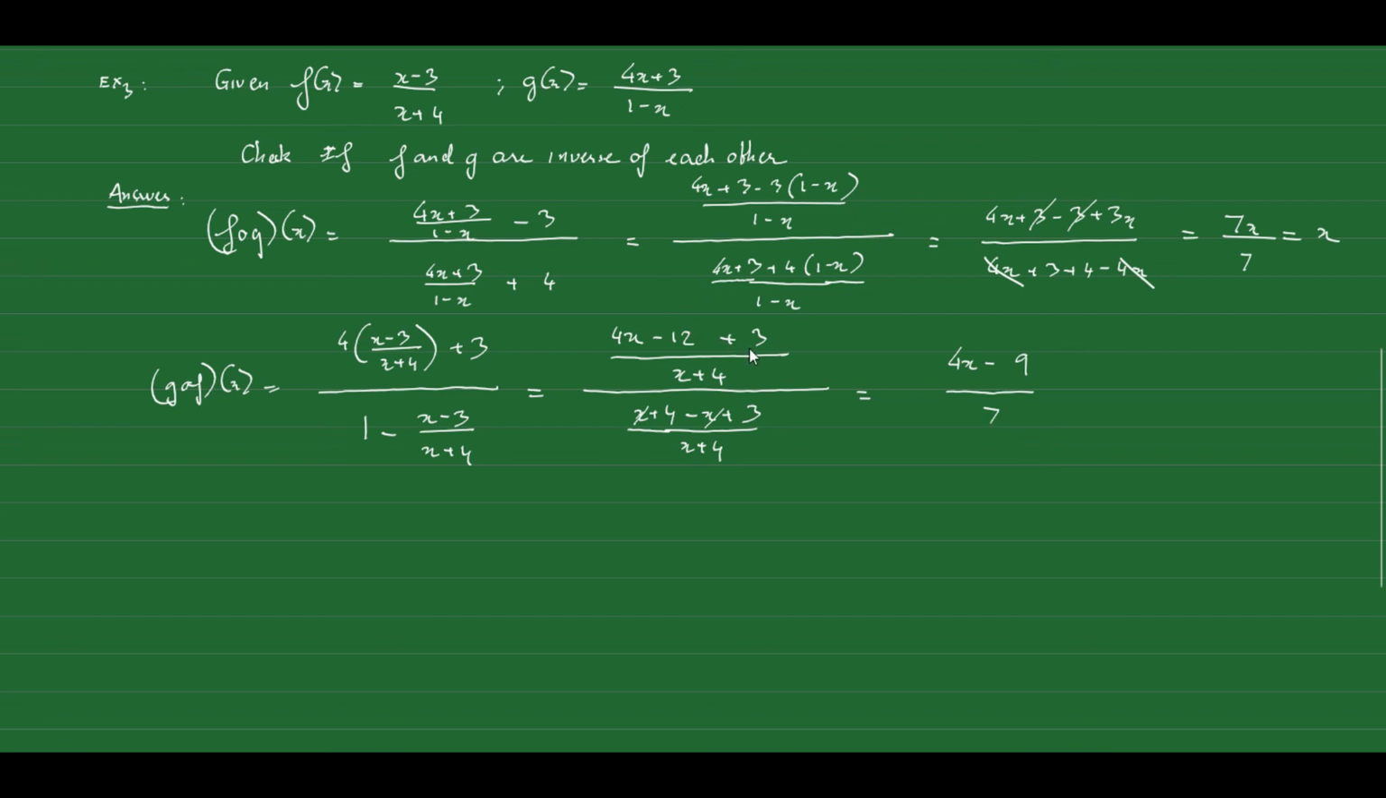Oh yeah, I forgot to find the LCD here. So x plus 4 right here. So I have minus 12 plus 3x plus 12. Okay, so I have 7x over 7. There you go. Alright, then f and g are inverses of each other.